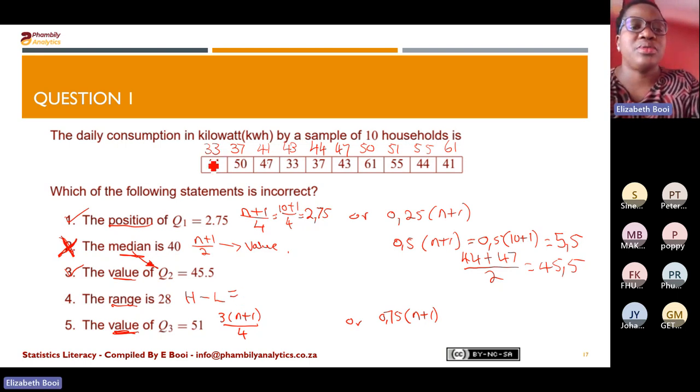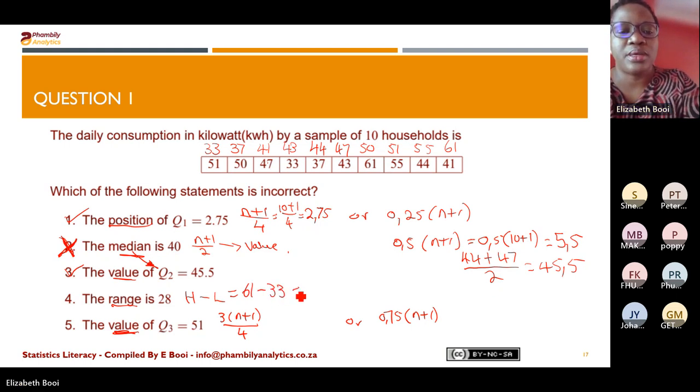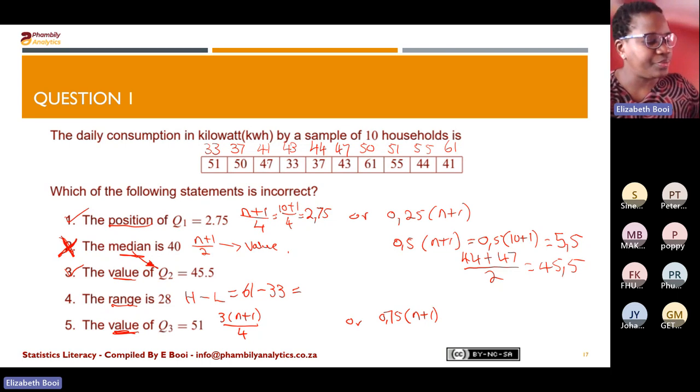The range of your data: the lowest value is 33, the highest value is 61. So it's 61 minus 33, which is equal to 28. Therefore, it means that one is correct.